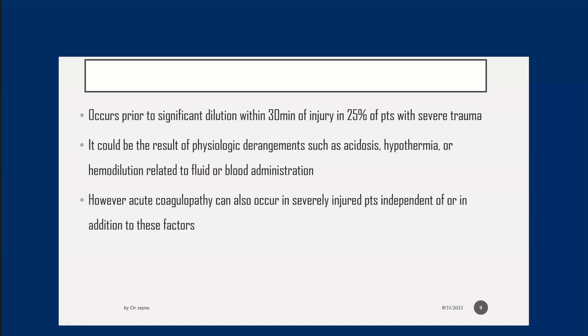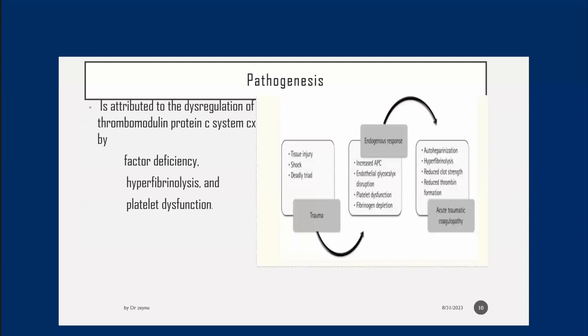However, acute coagulopathy can also occur in severely injured patients independent of those additional factors. Generally, it's attributed to dysregulation of the thrombomodulin-protein C system, characterized by factor deficiency, hyperfibrinolysis, and platelet dysfunction as the typical features of traumatic-induced coagulopathy.